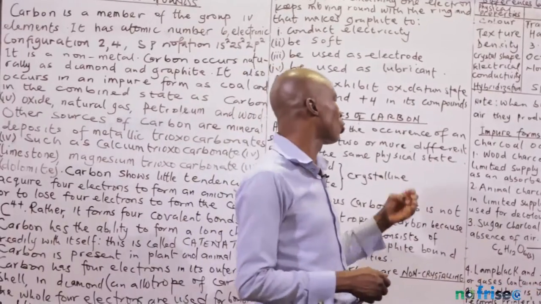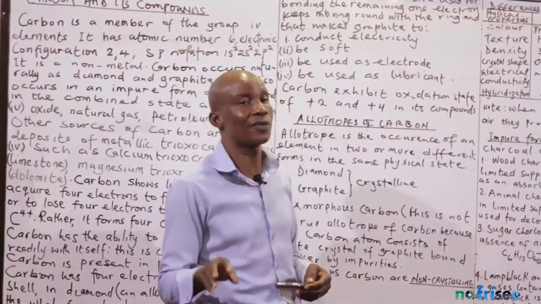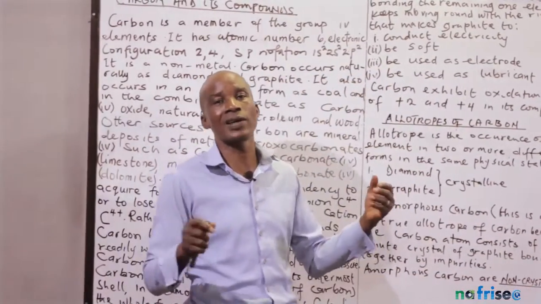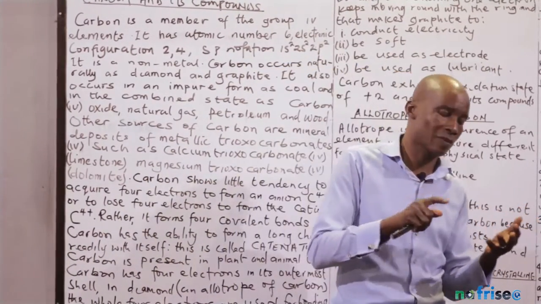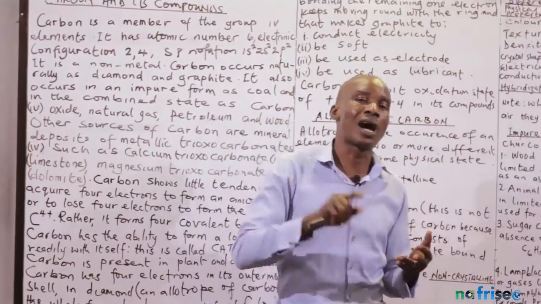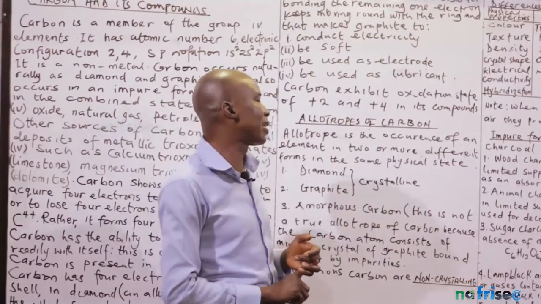Also, we use wood charcoal as an absorbent for gases. It can easily absorb gases. Wood charcoal may be used as fuel, and may be used as an absorbent for gases.